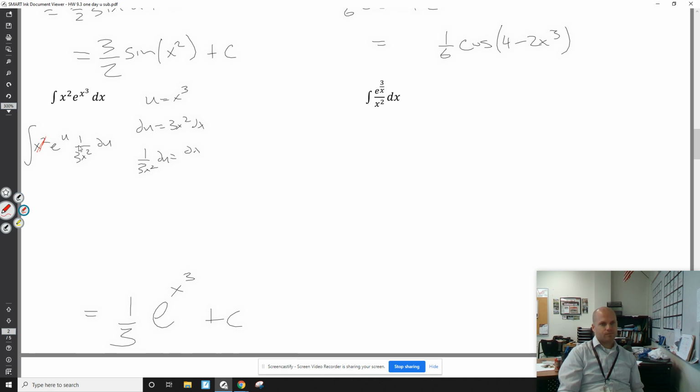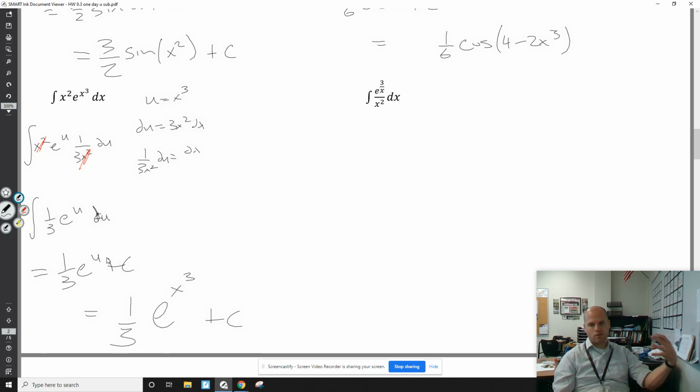The x squareds cancel. The antiderivative of e to the u is just e to the u. I keep doing this. Take the antiderivative. Here's me taking the antiderivative. I get 1/3 e to the u plus c. The antiderivative of e to the u is just e to the u. You don't have to do anything crazy. It's not a power rule. It's just like the antiderivative of e to the x is e to the x.